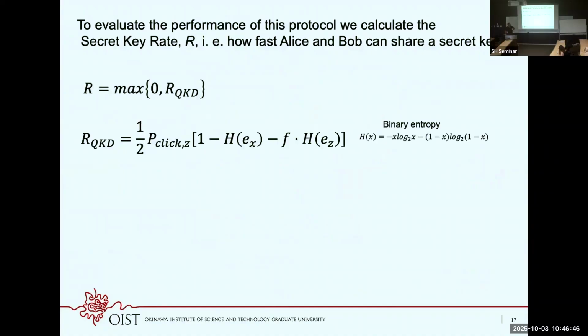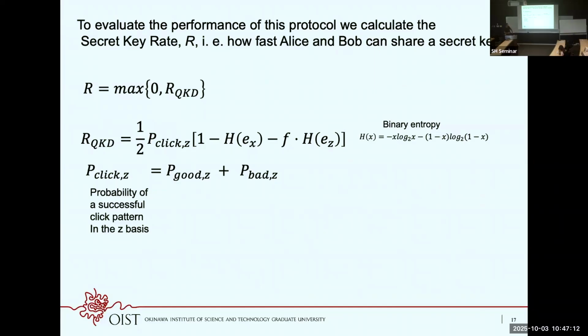So let me show you the rate. This is the rate that we want to calculate. The rate is, as I said, how fast Alice and Bob can share a key, and it's given basically by this. So what are these things? This is the P click. It's actually the real rate. It's the probability that you have a successful click pattern in the Z basis. Okay, P click Z.